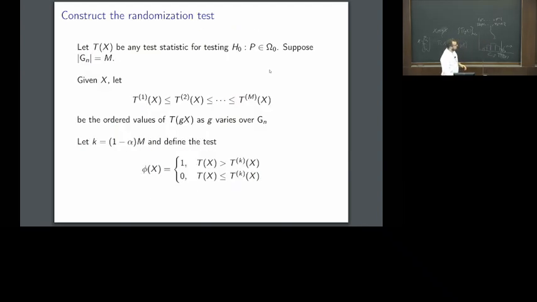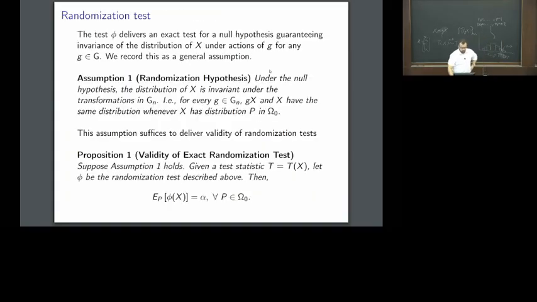So then the object of interest is this function of x, phi x, which tells you if amongst the test statistic evaluated on all permutations of the data, you're bigger or lesser than the 1 minus alpha quantile. What can we get from this? Well, the test is going to deliver an exact test for a null hypothesis guaranteeing invariance of X under group actions of G. This is what we've been premising here. I'm collecting the assumption formally.